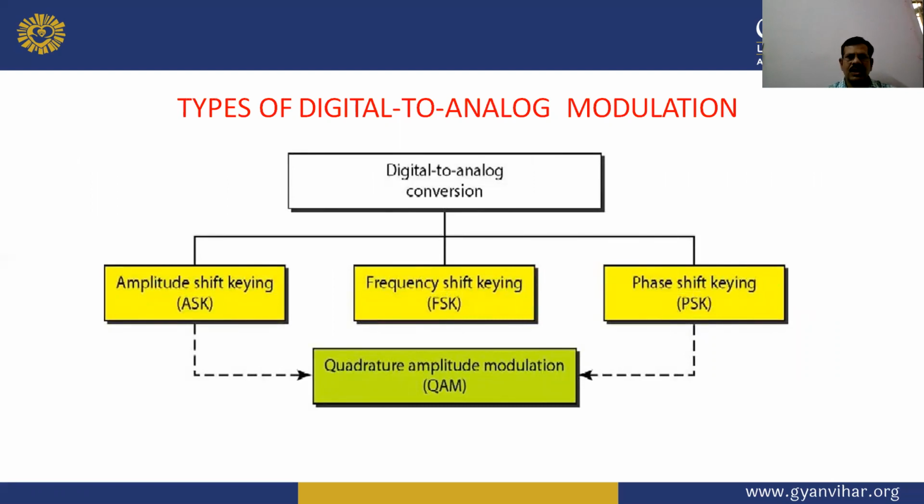Types of digital to analog modulation. So for digital to analog conversion, there are different types. First one is amplitude shift key, ASK. Second one is the frequency shift key, FSK, and third one is the phase shift key, PSK. The combination of ASK and PSK is the quadrature amplitude modulation, that is the QAM. So quadrature amplitude modulation is the combination of amplitude shift key and phase shift key.